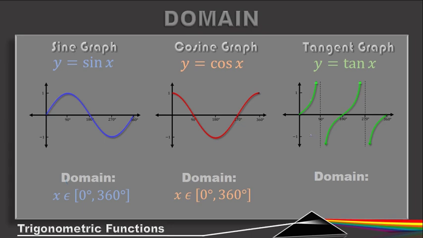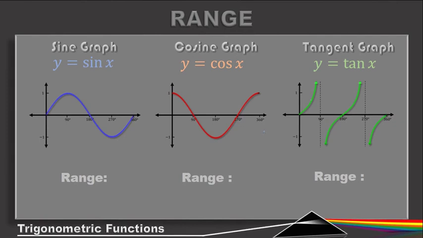And then for the tangent, it's slightly different. Since 90 and 270 are undefined, they do not form part of your domain. So your domain will be from 0 to 90, not including 90, but including 0, and then from 90 to 270, not including them, and then from 270 again to 360.